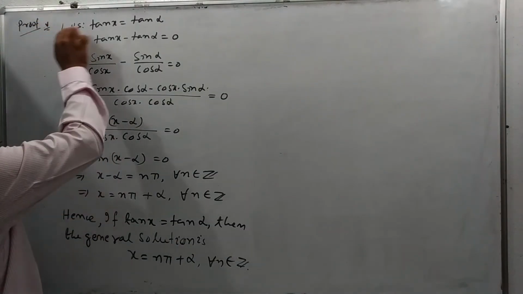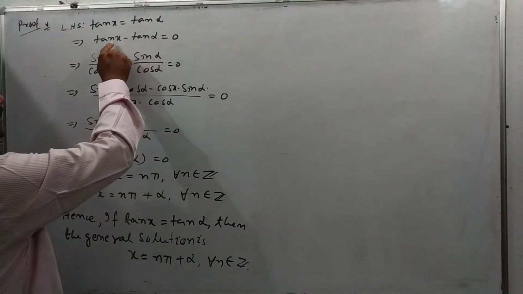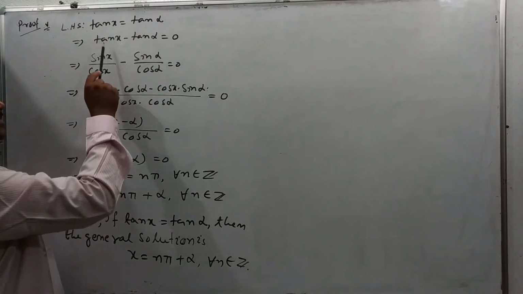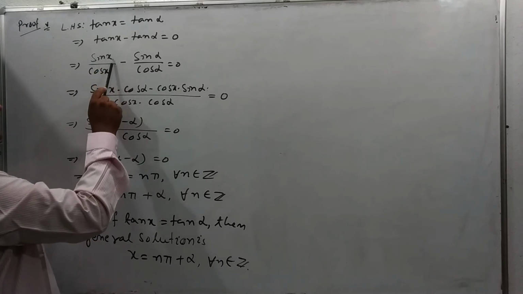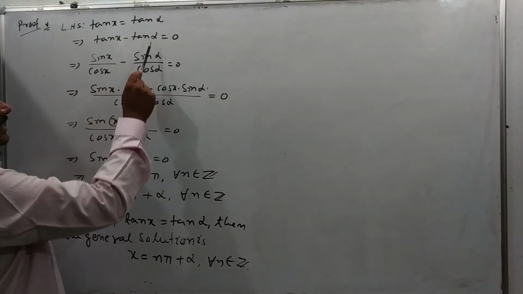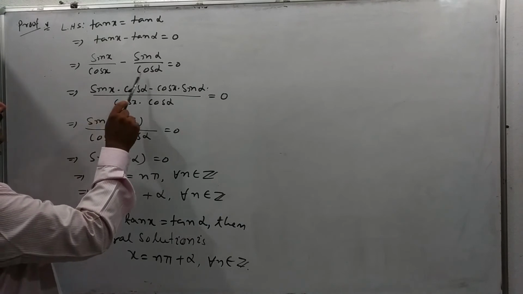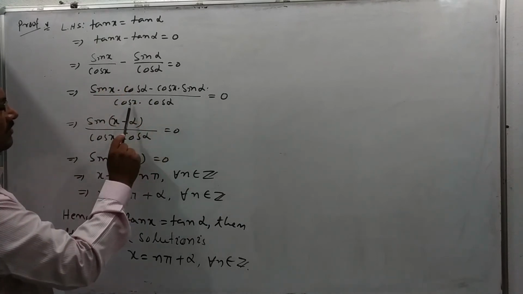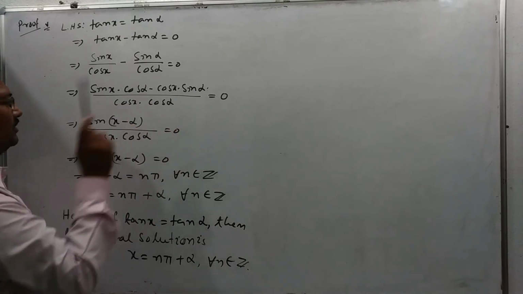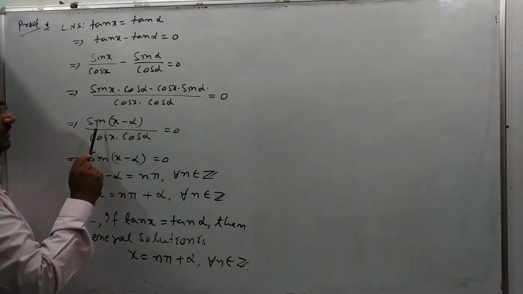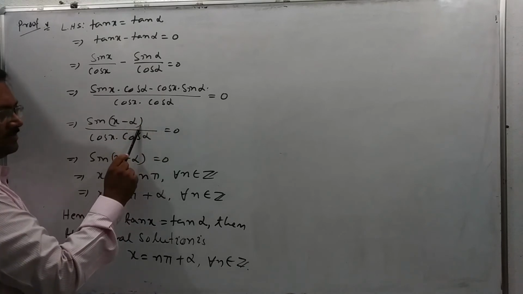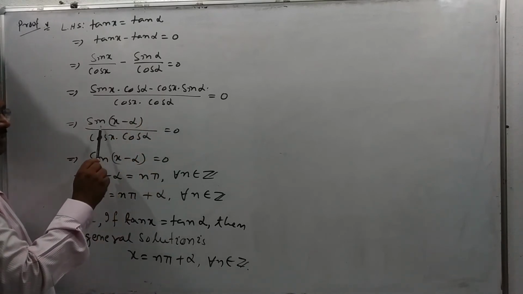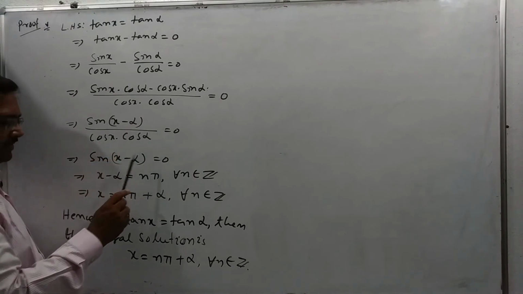Come to the fifth proof. Tan x equals tan alpha. So tan x minus tan alpha equals 0. We simplified tan x as sin by cos: sin x by cos x minus sin alpha by cos alpha equals 0. We take the LCM: sin x into cos alpha minus cos x into sin alpha, by cos x into cos alpha, equals 0. The numerator will be sin of x minus alpha and the denominator remains, that is equal to 0. So sin of x minus alpha equals 0.